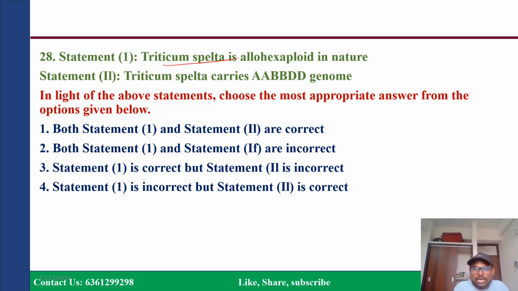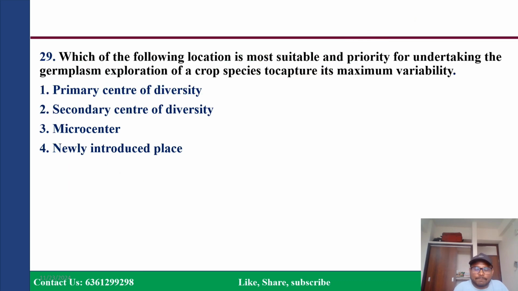Triticum spelta is allohexaploid in nature. Exactly. And ABD, exactly. What is AA? What is AA, BB, DD? Please comment your answer in the comment box.